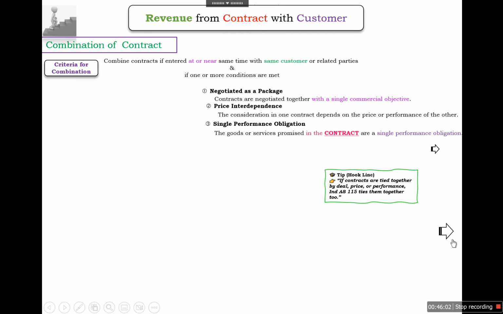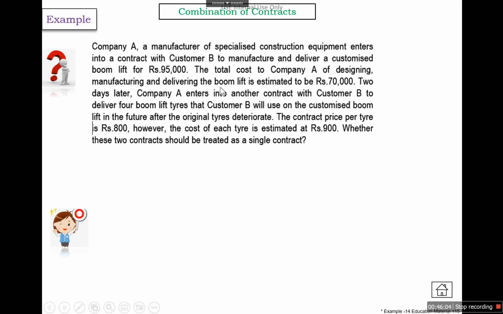Let's take some more examples about it. Company A, a manufacturer of specialized construction equipment, enters into a contract with customer B to manufacture and deliver a customized boom lift for 95,000. A total cost to company A of designing this is 70,000. 2 days later, company A enters into another contract with customer B to deliver 4 boom lift tires.